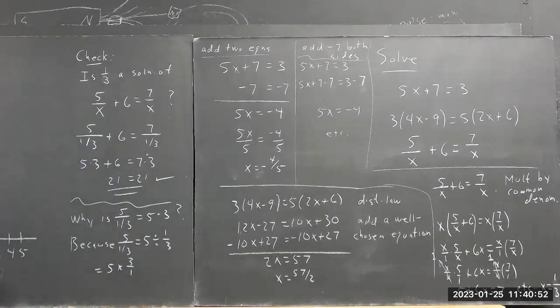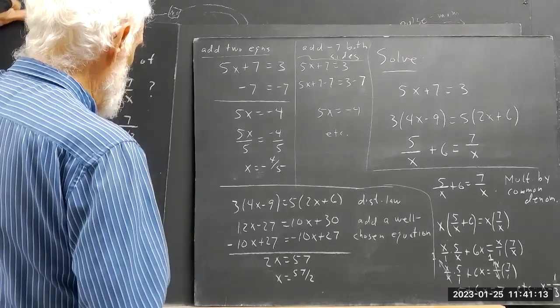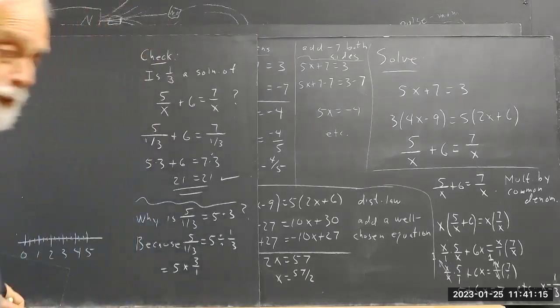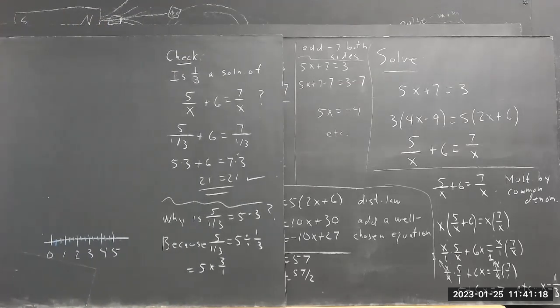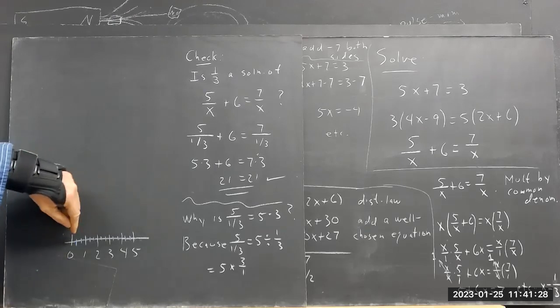Where's 1/3? Well, there's 1/3. So I'm dividing each of these intervals into 3 presumably equal parts. They're supposed to be equal. They're not exactly. Let's make sure that I can see what I'm writing, so move this over a little bit. There we are. Okay. So here's 5. And each of these is 1/3.